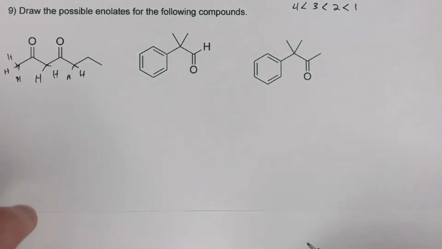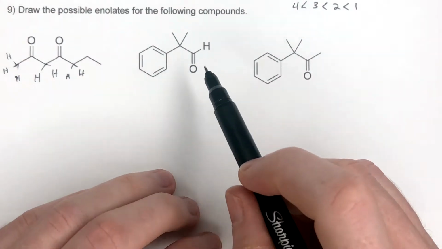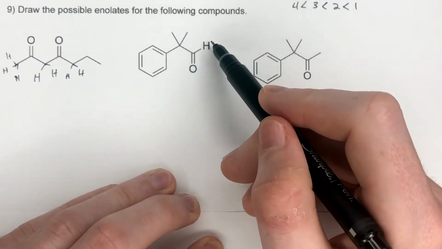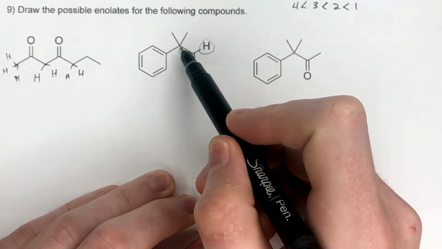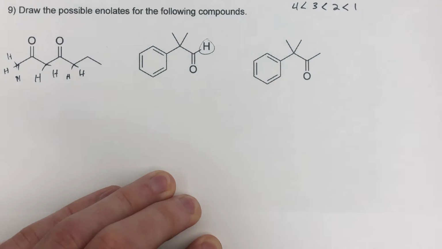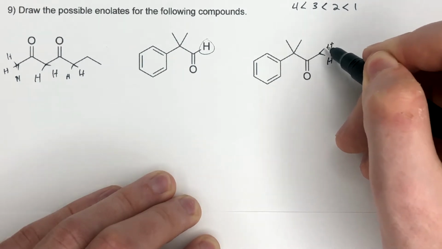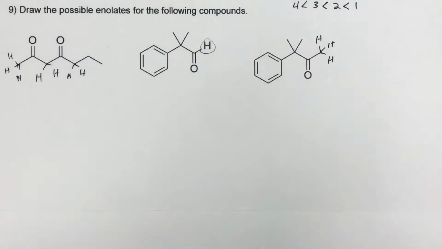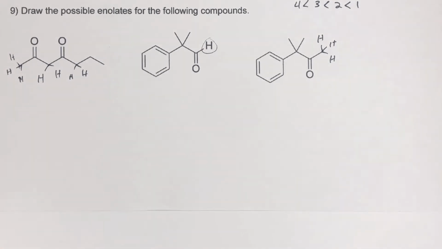And this one, alpha means the position adjacent to a carbonyl. This compound has no alpha protons because aldehyde protons are not considered alpha, and then this position does not have any hydrogens there. It's fully substituted. Now, this last compound does have hydrogens in the alpha position. Remember, the alpha hydrogen must be bound to the alpha carbon, so the carbon adjacent to the carbonyl.